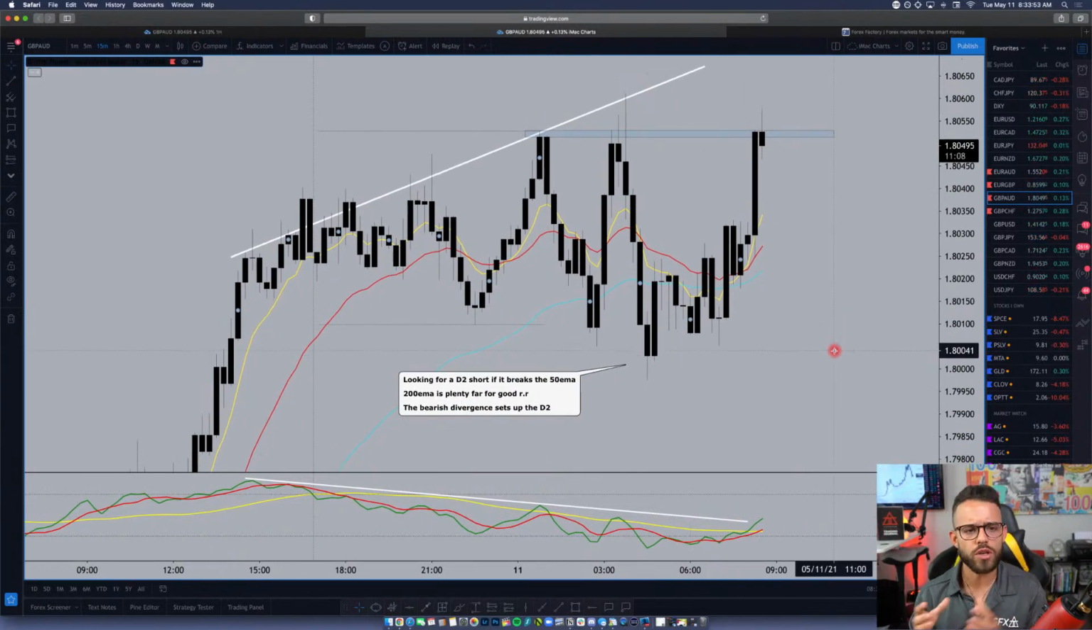So for those of you that don't know, we trade three signals at ASFX: the A1, the D1, and the D2. The A1 is a breakout signal. The D1 is a pullback that moves in the direction of an A1, still trading in trend. The D2, which is what we're going to talk about on GBP AUD here, is a reversal idea that we're looking to take after divergence is present, because what divergence tells us is that something is going to change.